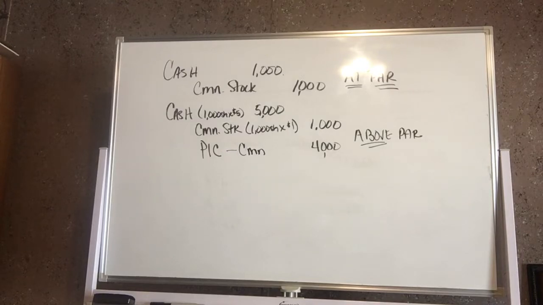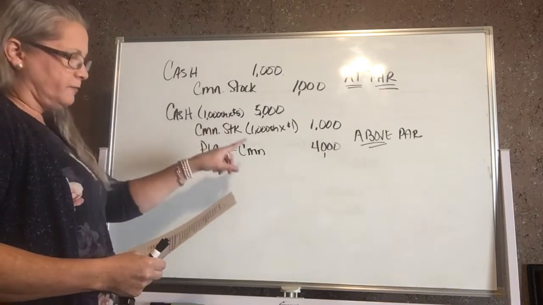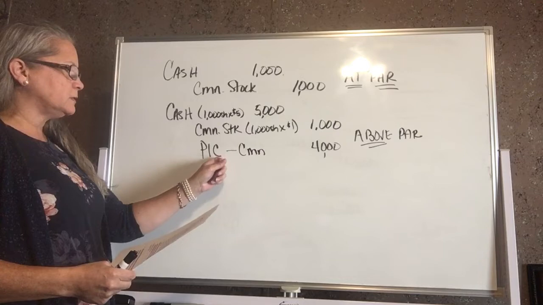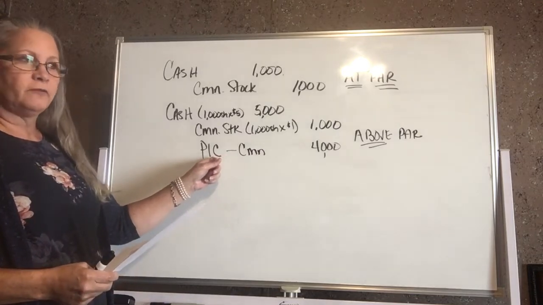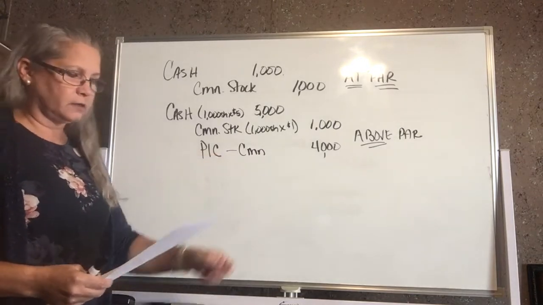So that is how we're going to handle it when we sell at par and above par. Now, let me tell you what you need to know for the test. The proceeds above and below par value are going to be recorded in this PIC in excess of par value, common stock.